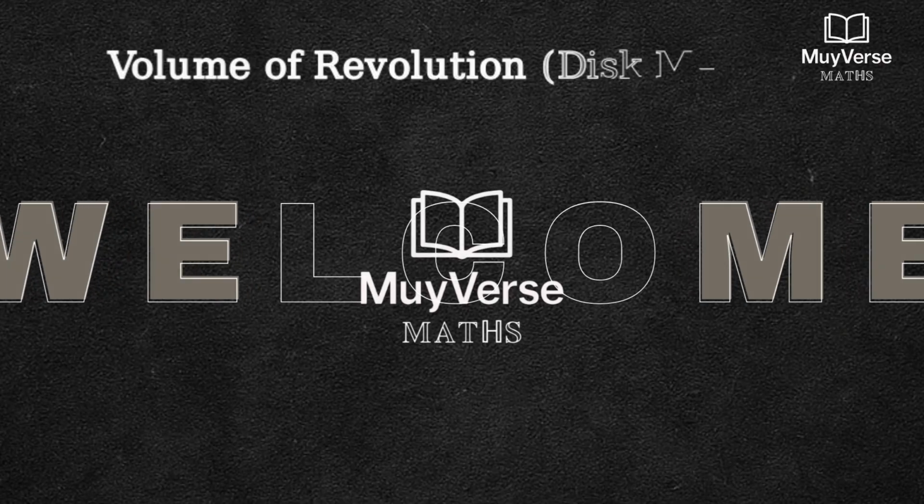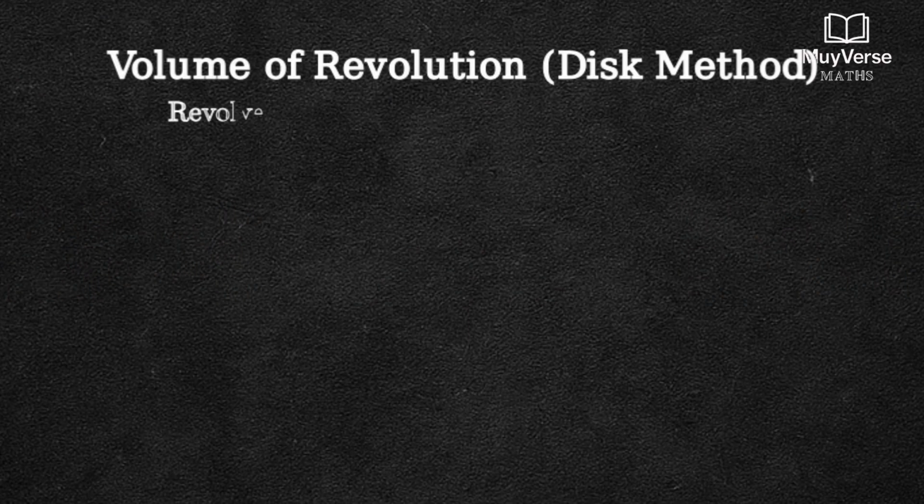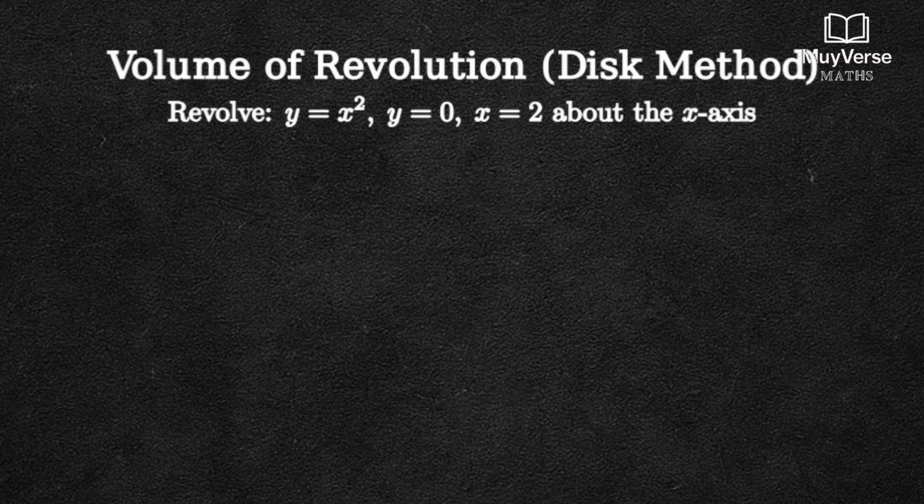Volume of revolution using the disk method. Find the volume formed by revolving the region bounded by y equals x squared, y equals 0, and x equals 2 about the x-axis.